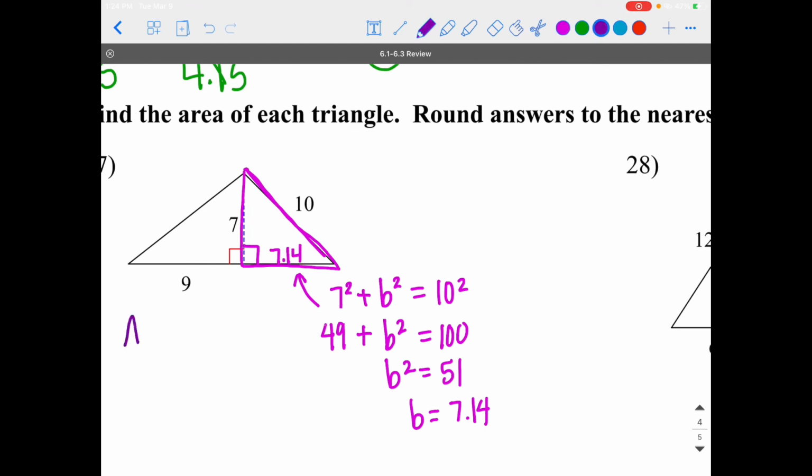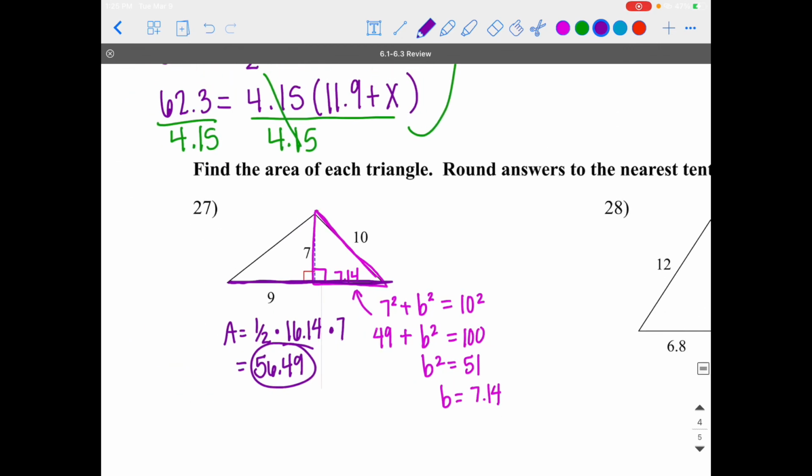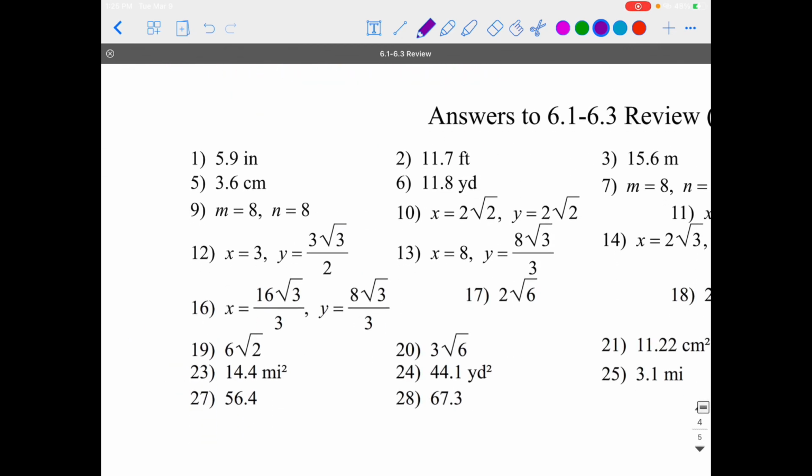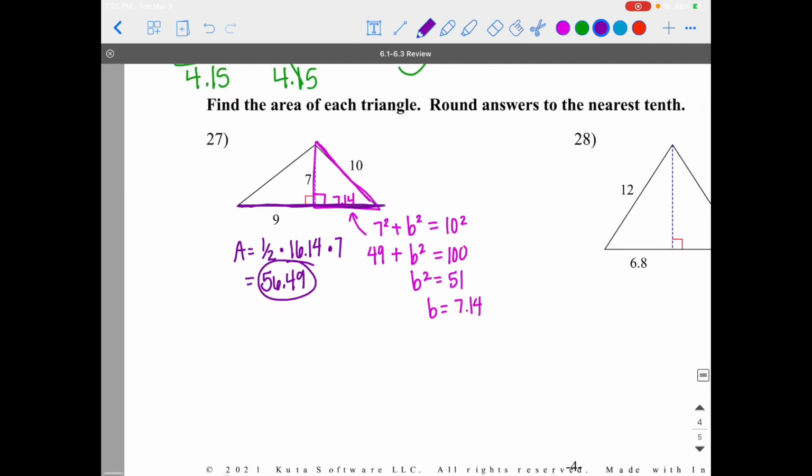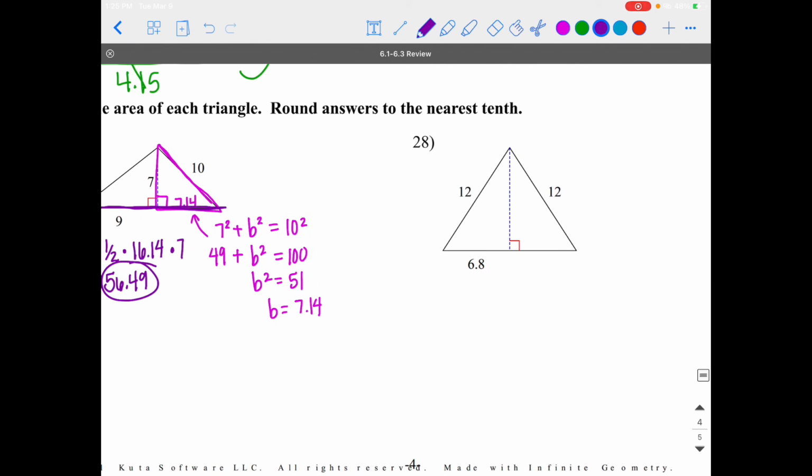So to find the area for the base, that would be 16.14. 9 plus 7.14 times our height. And we get 56.49. Let's see if I did it right. 27. Not bad. Alright, and 28 is the same way. I'm not going to work that one out, but you do it the exact same way.